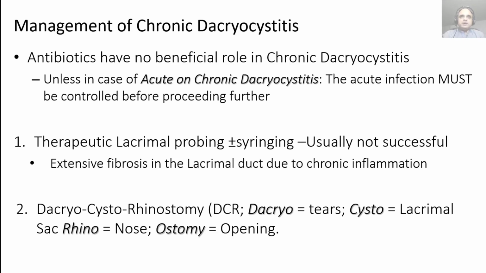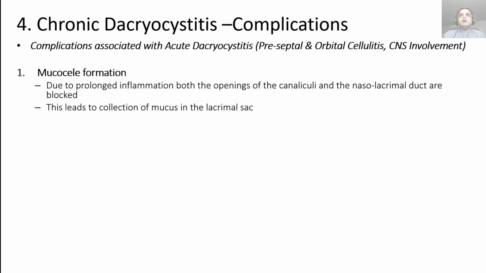And a dacryocystorhinostomy is definitely indicated and is done exactly the same way as we saw in the pictures and in the video, and a tube is inserted. The complications of chronic dacryocystitis can be any of the complications associated with acute dacryocystitis, because remember, you can have an acute on chronic dacryocystitis, and any of the complications of that acute attack would be similar to the complications of acute dacryocystitis.